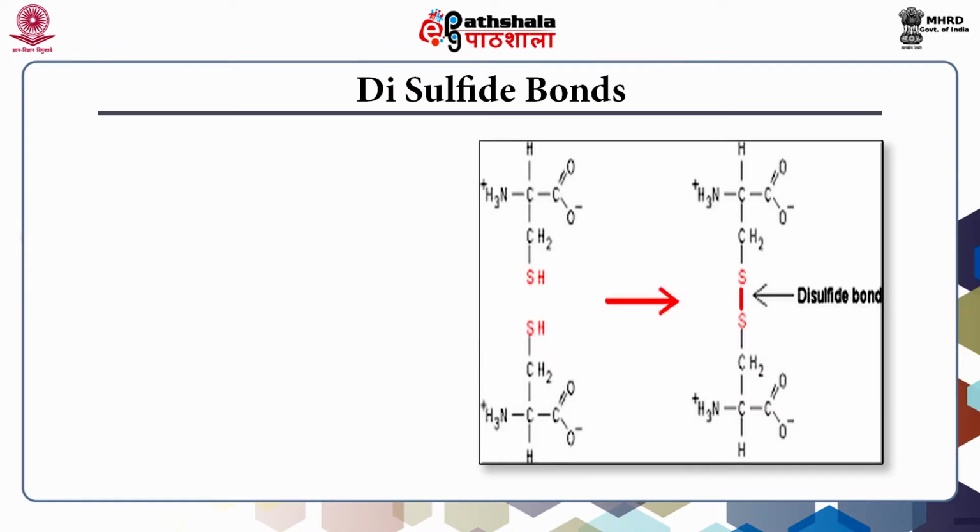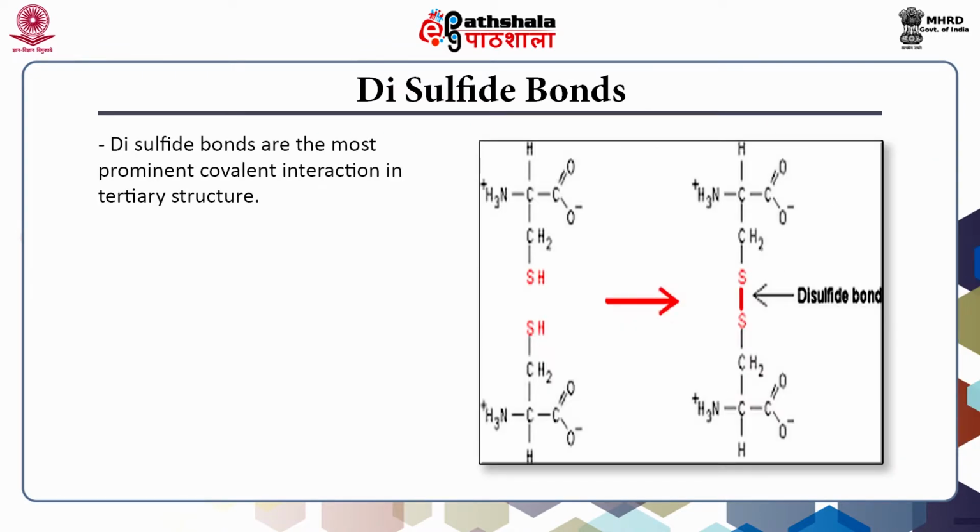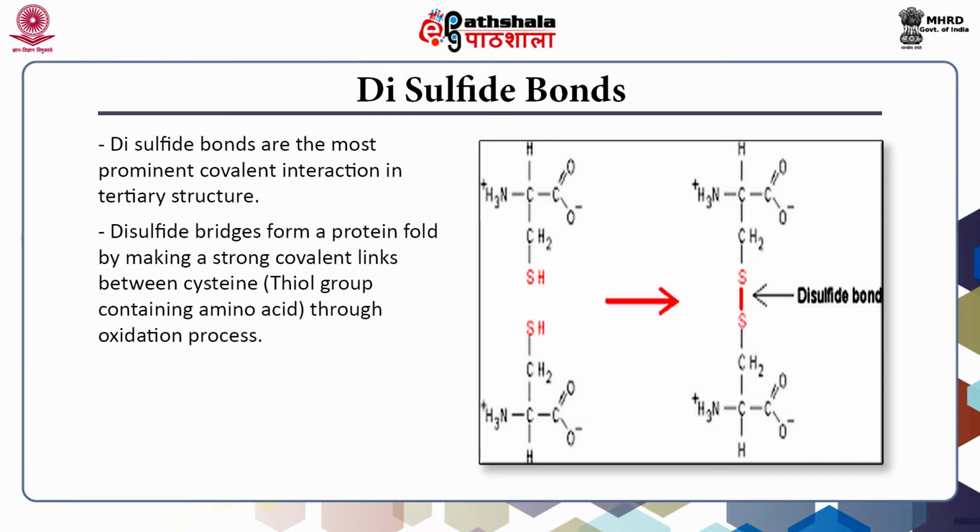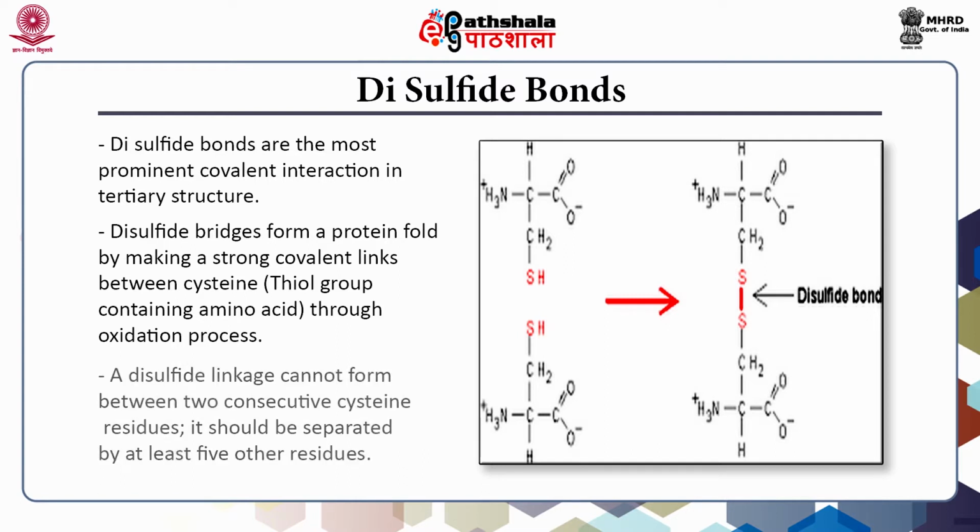Disulfide bonds. Disulfide bonds are the most prominent covalent interactions in tertiary structure. Disulfide bridges form a protein fold by making a strong covalent link between cysteines through oxidation processes. A disulfide linkage cannot form between two consecutive cysteine residues, it should be separated by at least 5 other residues.